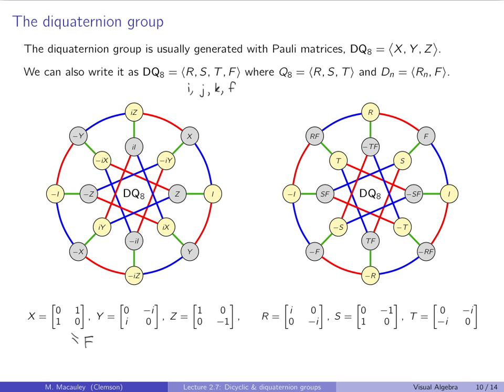Let me ask you a question. What do you think the quotient of this group by plus and minus 1 will be? Now, I haven't formally defined quotient, but I've showed it to you with the quaternion group and the dicyclic groups. What this really means is that we are declaring every element to be the same as its negative. So these are the same, those are the same, these are the same, etc.